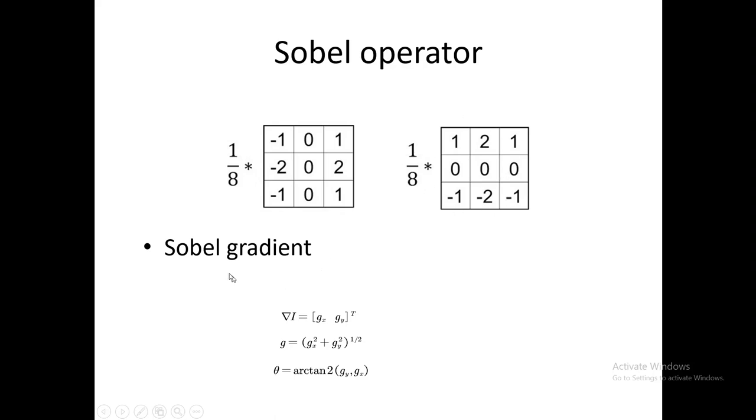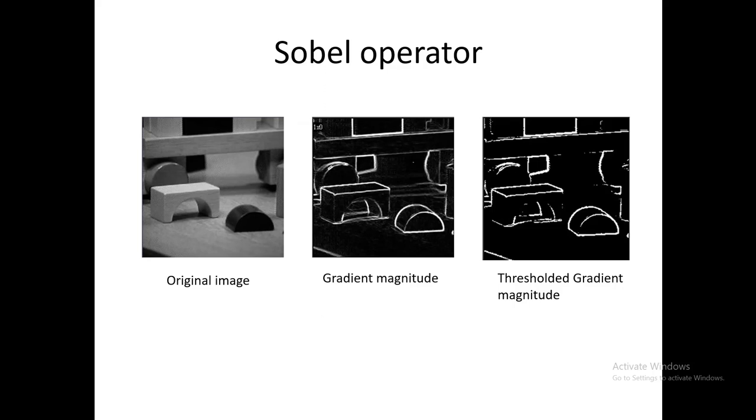And this is the Sobel gradient. It consists of the gradient along the x direction and the gradient along the y direction, and the magnitude is the square root of the sum of squares, and the angle is given by arctan2(gy, gx). And here is the example we get: the original image, the gradient magnitude, and the thresholded gradient magnitude.